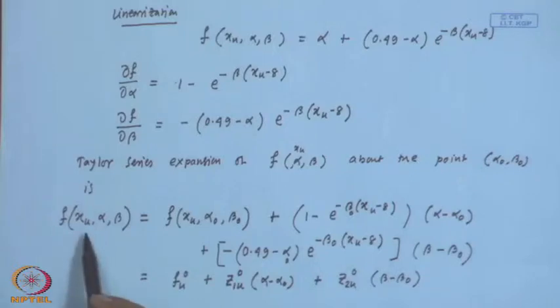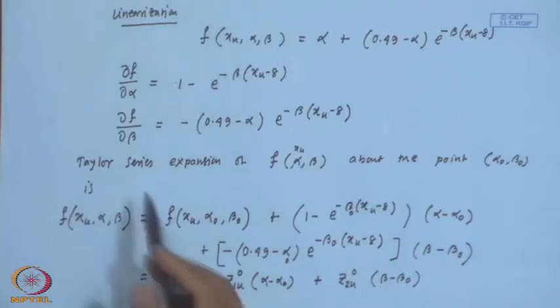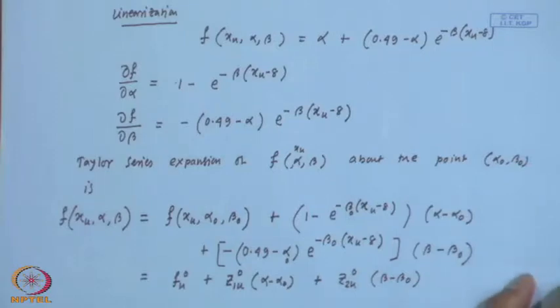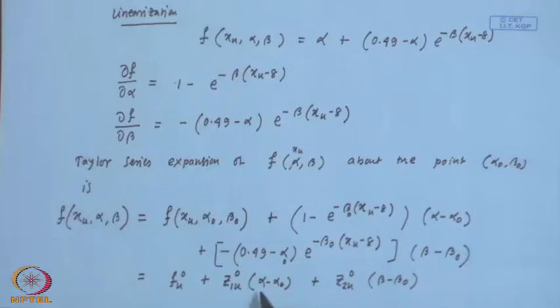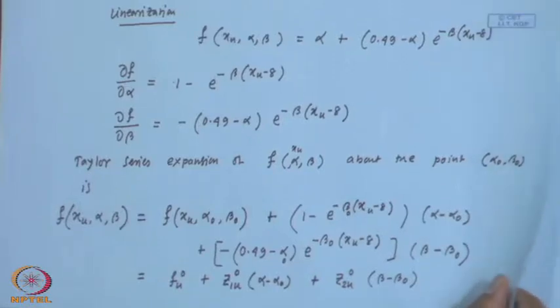What we did is that we approximated this nonlinear function by a linear function in alpha, beta using Taylor series expansion. Okay. So, now we have to estimate the parameters alpha and beta for a linear function, right? And we know how to do it using the multiple linear regression technique. Now we are in a position to use the ordinary least squares technique. Okay.